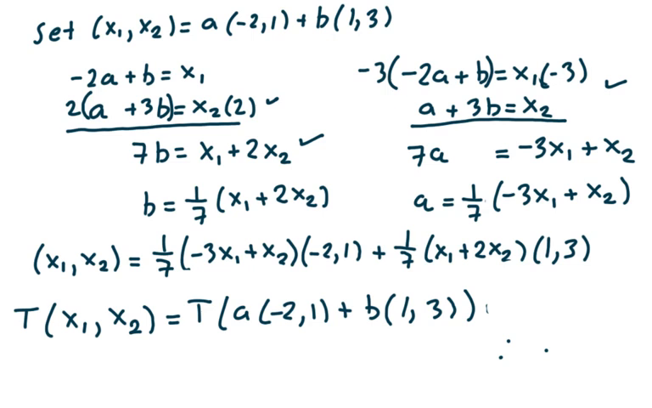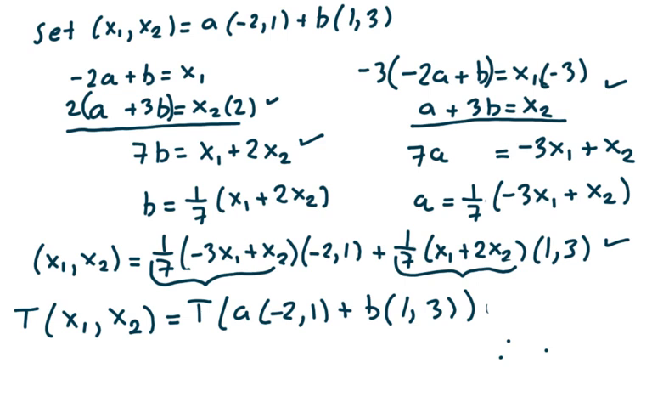So the vector (x1, x2) is equal to 1/7 of (-3x1 plus x2) times the vector (-2, 1) plus 1/7 times (x1 plus 2x2) times the vector (1, 3). Now, just for convenience, I'm going to call this first scalar A and this second scalar B, because now what I want to do is find T(x1, x2).